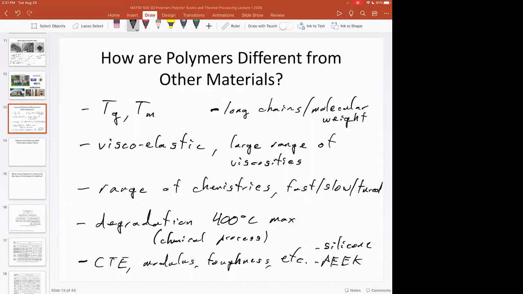Anything else people want to cover on this slide, or any questions people have in terms of special things about polymers that we need to keep our eyes on as we go into the world of additive?